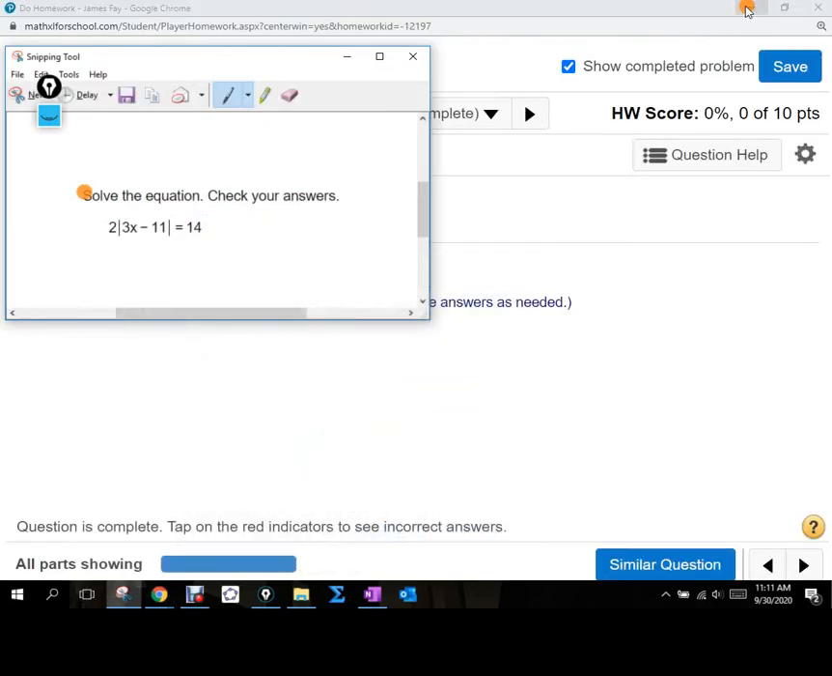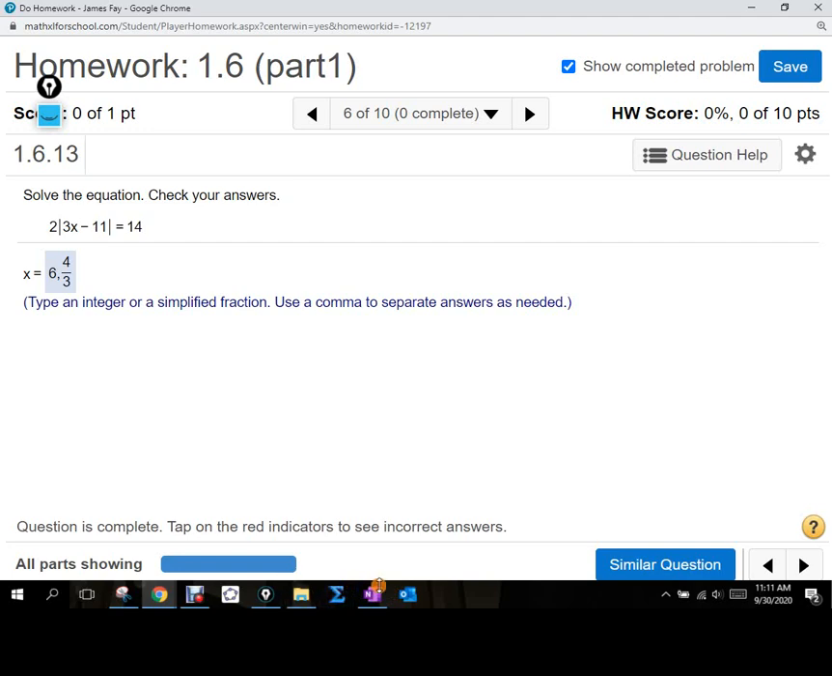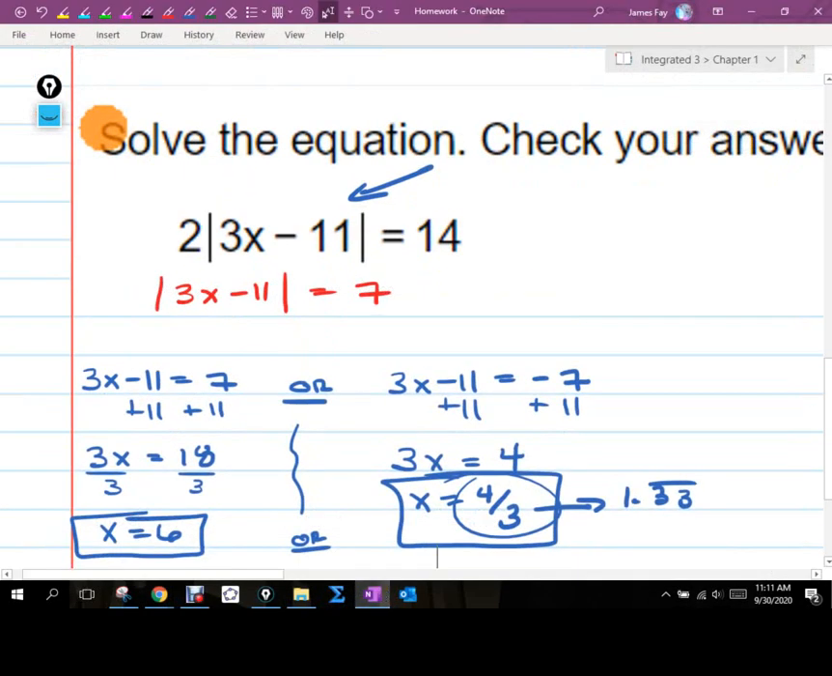So then what we're going to do when we type them in, it asks you to separate them by comma, so 6, and then 4/3. Or you go 4/3, comma 6. You'll accept both orders.